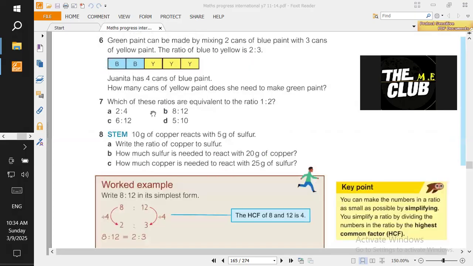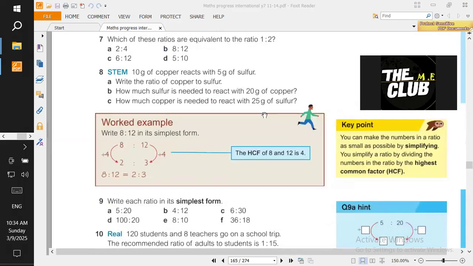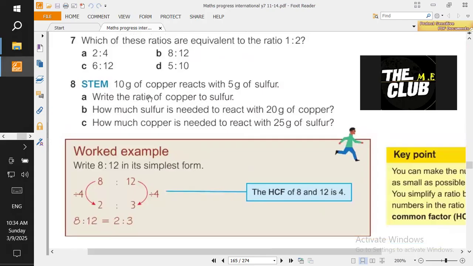Now the next questions will be the same. Okay, same idea, ratios, and how to answer them using ratios. Now let's take a look at question 8. 10 grams of copper reacts with 5 grams of sulfur. Write the ratio of copper to sulfur.